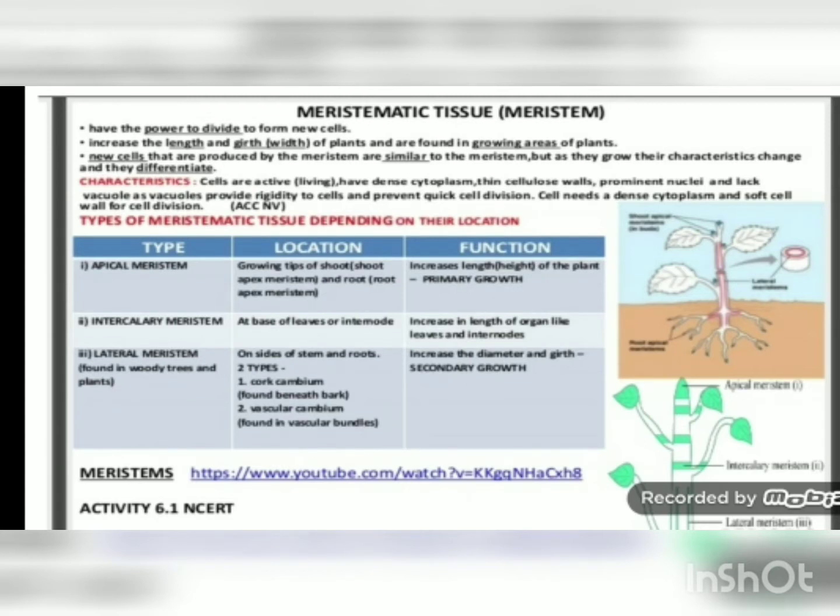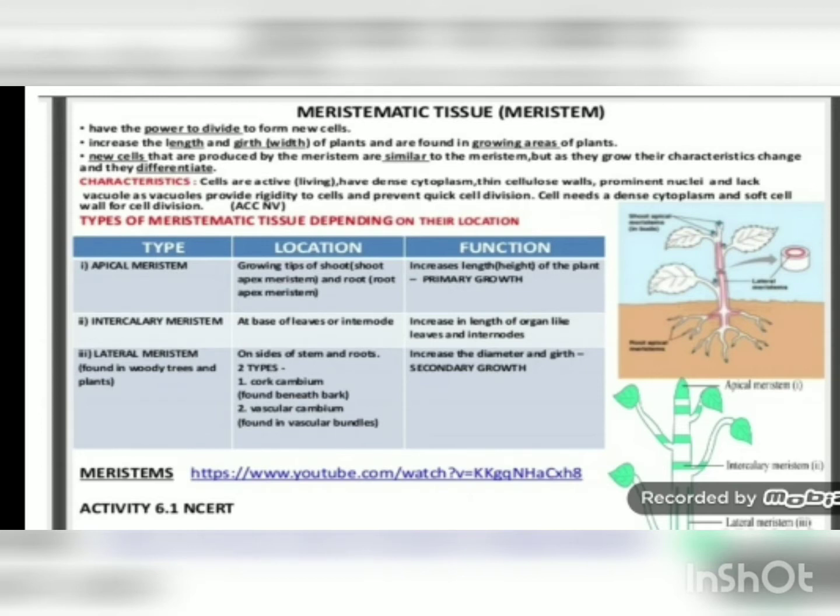As quick cell division goes on in this tissue, their vacuoles are absent. Otherwise, the cell will become rigid and will not be able to divide very quickly. A cell needs dense cytoplasm and a soft cell wall for cell division. Obviously, if the cell is very thick and hard, it will not divide very quickly. So for quick cell division, cytoplasm is dense, cell wall is thin, and vacuoles are absent.